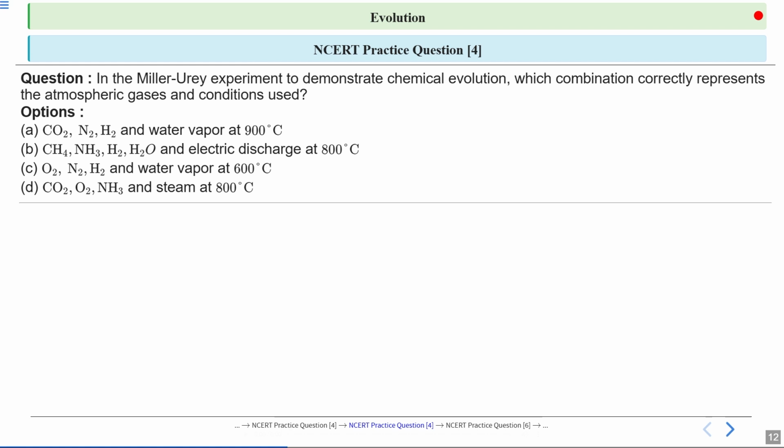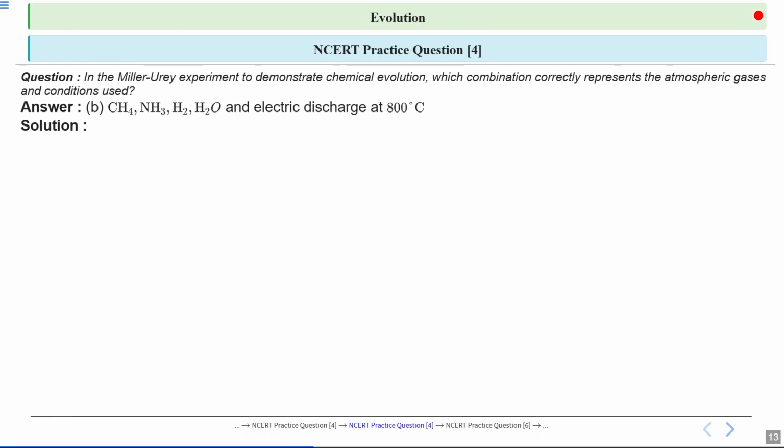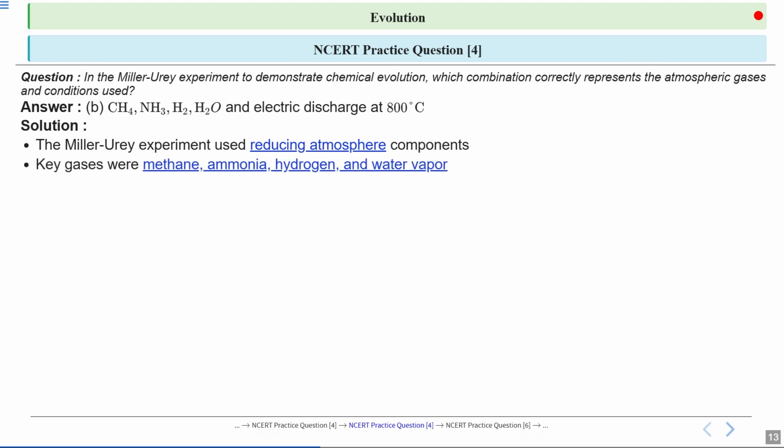So what will be the answer? The correct answer is option number B: methane, ammonia, hydrogen, water vapor in the form of H2O, and electric discharge. And the temperature was very high, around 800 degrees Celsius. So the Miller-Urey experiment used reducing atmosphere components. Miller mimicked the conditions present in the primitive earth in the lab. The key gases present in the primitive earth were methane, ammonia, hydrogen and water vapor.